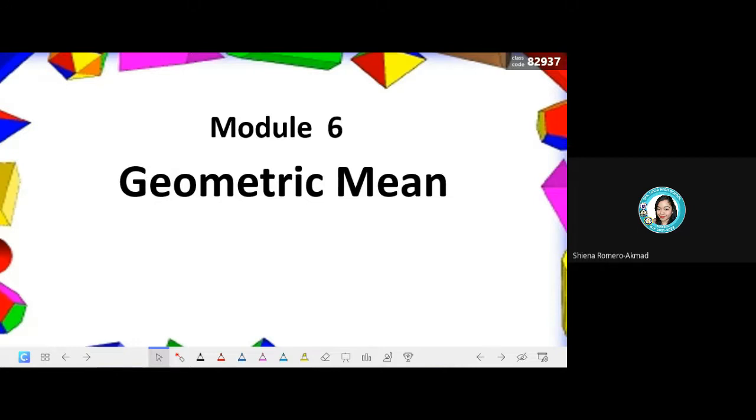Of course, because you still don't have the entire concept of geometric mean. That's why it is hard for you to answer the questions. Pero I am happy to know that some of you were able to answer. Okay? So what do we mean by geometric mean? Still, when we say geometric mean, it is a term or terms in between two non-consecutive terms. And there are two ways for you to solve for the mean.